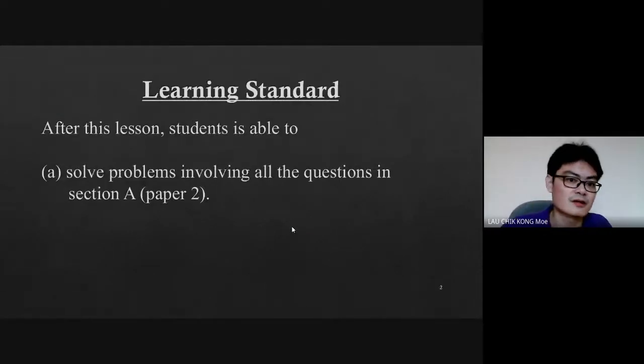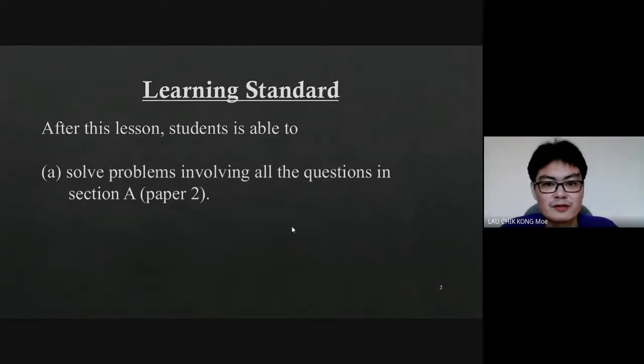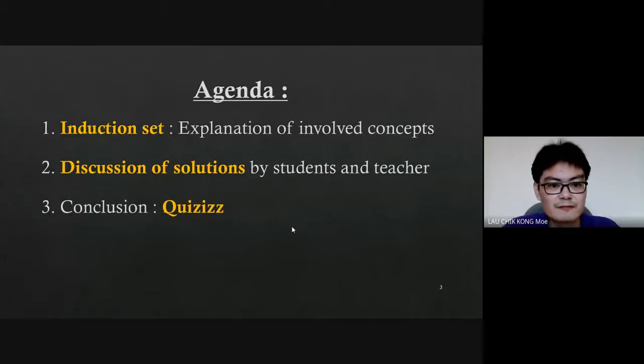Learning standard. After this lesson, students are able to solve all the problems involving the questions in section A, paper 2. Our agenda: first, I will start with an explanation of the involved concepts. Then it's your turn to discuss the solutions. And the last one, we will do a quiz for our conclusions.